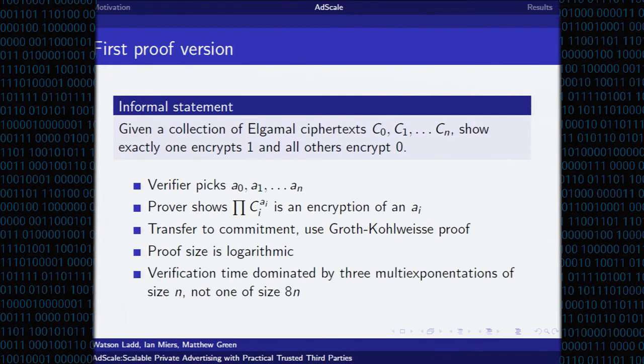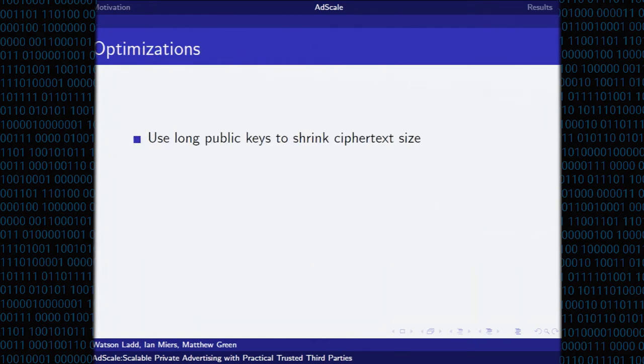extra data. The verification time is dominated by three multi-exponentiations. The number of things you're multi-exponentiating is n, not one giant one of 8n. That one giant one of 8n is what you get when you try to do a standard OR proof of each one of the ciphertexts individually. So we investigated various proof techniques, and the fastest proof we could find for the usual prove each element separately is either 0 or 1, used one giant multi-exponentiation of length 8n. We have to optimize it further.